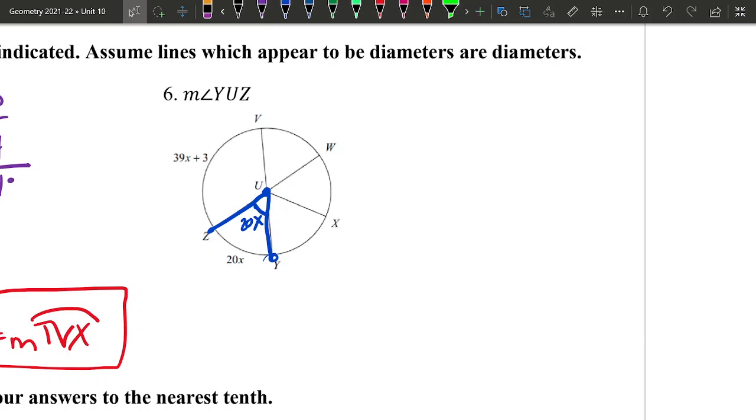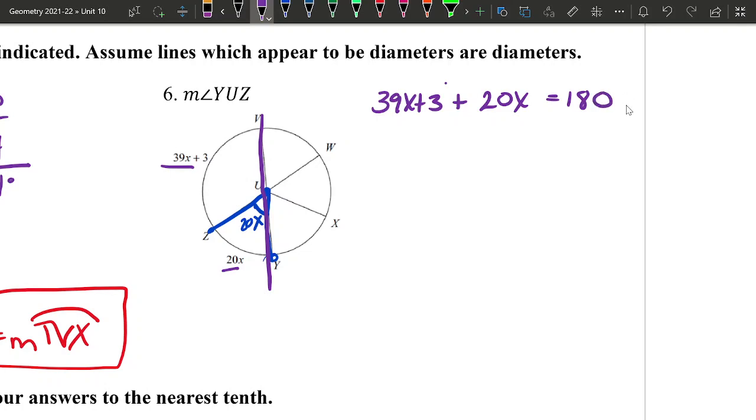So I need to figure out what else I can do. Well, I see I have this other information over here, the 39x plus 3. And I see 39x plus 3 plus 20x is going to make up another diameter. So that means it's a semicircle. And a semicircle is 180 degrees. So if I add those two pieces together, it's going to equal 180 degrees. So 39x plus 3 plus 20x equals 180.